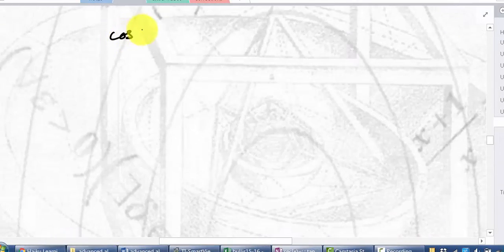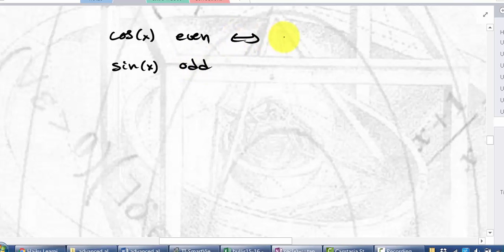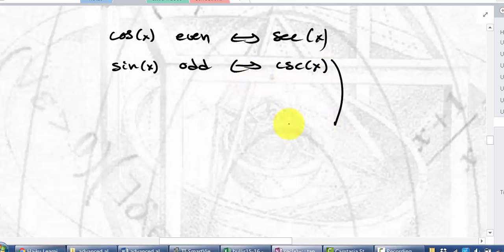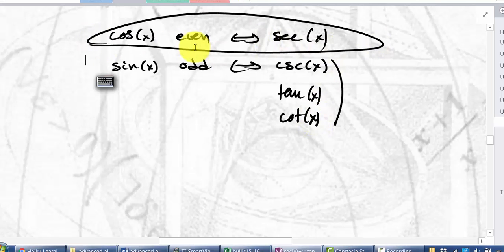So we know that cosine is even, and we know that sine is odd. Okay? Therefore, secant is also even, and cosecant is odd. I'll let you check that. And actually, if you multiply or divide an even function by an odd function, you're going to get an odd function. So we also have that tan is odd and cotan is odd. Okay? So even is only cosine and secant.